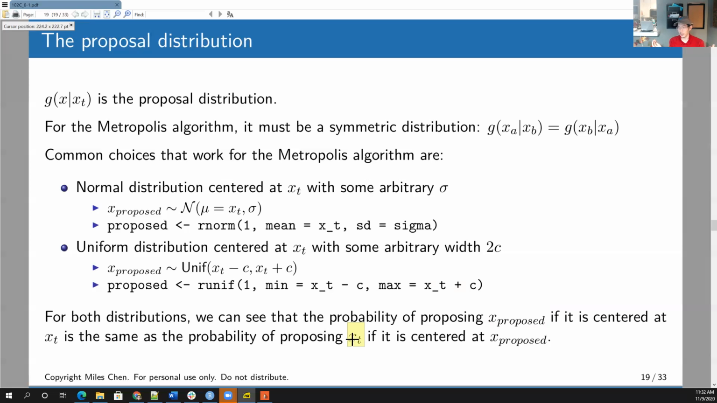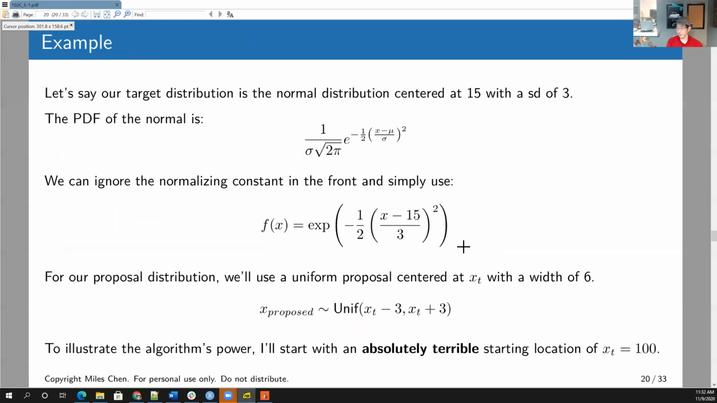If you have the uniform distribution, well, the uniform distribution is flat. So if you're centered at one value, what's the probability of proposing this? It's going to be the same as if you're centered over here, and what's the probability of proposing the value over here? So these are symmetric distributions. So this works out here. All right. Is that all right for proposal distributions here?